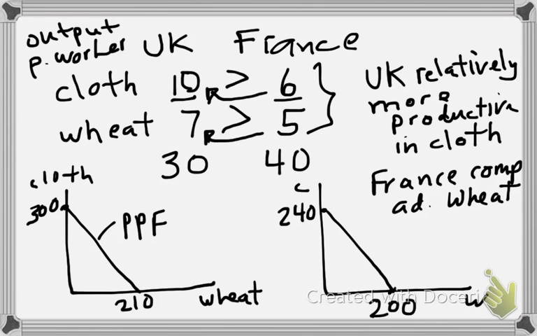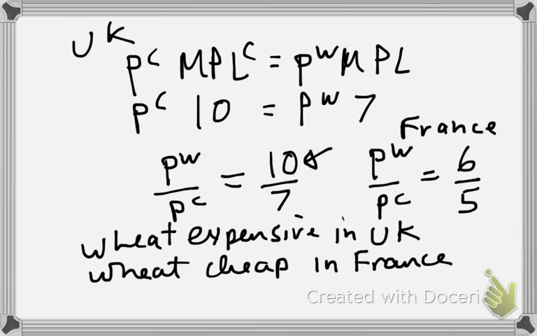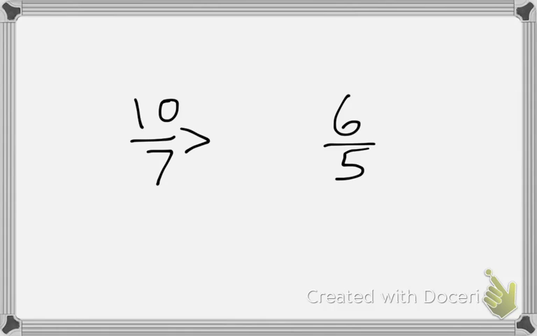So remember what we had here. France had comparative advantage in wheat. That's the same thing as saying that France has a relatively lower price. So now we found what the pre-trade prices are: 10/7 and 6/5. So the world price will be somewhere in between 10/7 and 6/5.